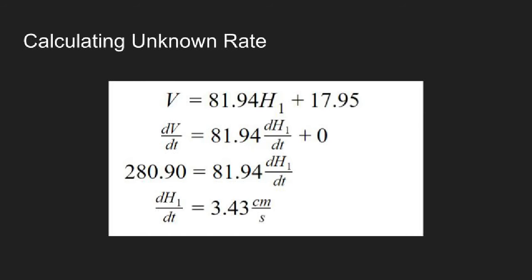The next step is to take the derivative of the equation for volume that we just calculated. After that, substitute the known rate and manipulate the equation to solve for the unknown rate. The solution for the rate of change of the height is 3.43 centimeters per second.